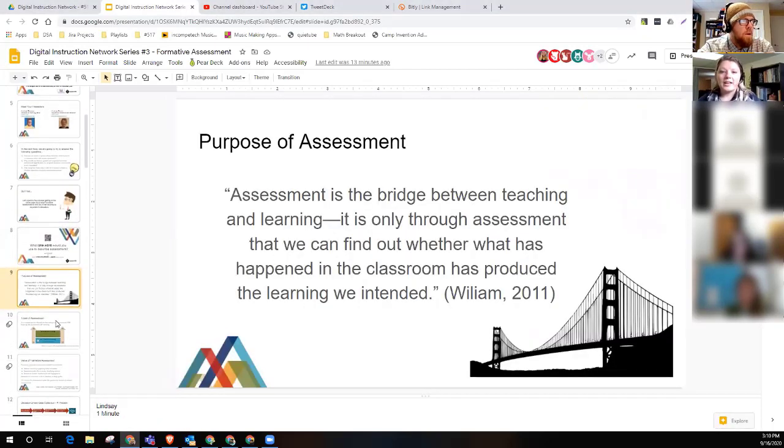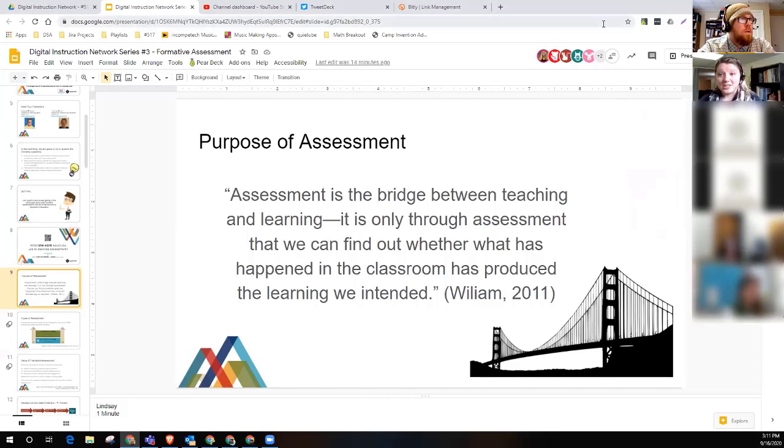So this quote by Dylan Wiliam, who is one of the leading formative assessment researchers, kind of summarizes a lot of the same ideas that you all threw into the chat. He writes that assessment is the bridge between teaching and learning. So it is only through assessment that we can find out whether what has happened in the classroom has produced the learning that we intended.